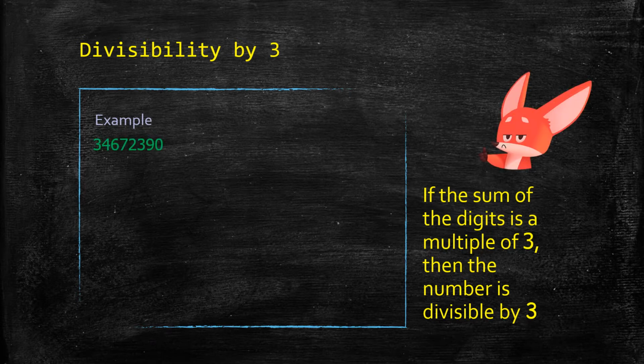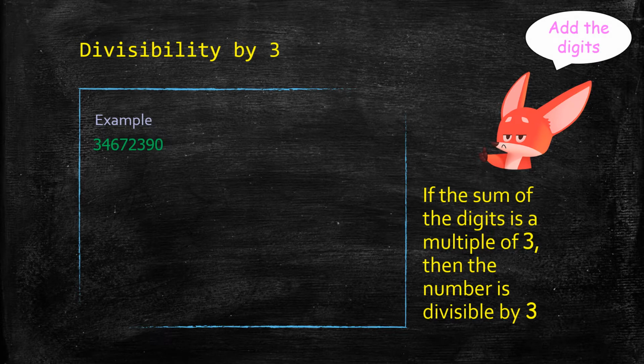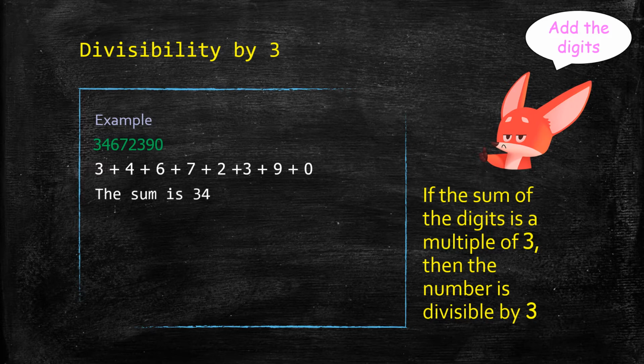Foxy is telling you something. Yeah, add the digits. So what is the sum? It's 34. Do you find 34 in the multiplication table of 3? No. So this big number is not divisible by 3. Yeah. One more example.